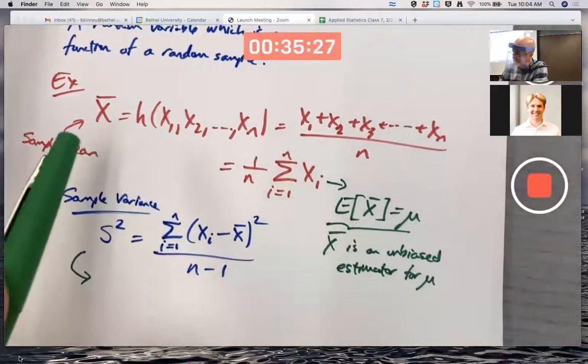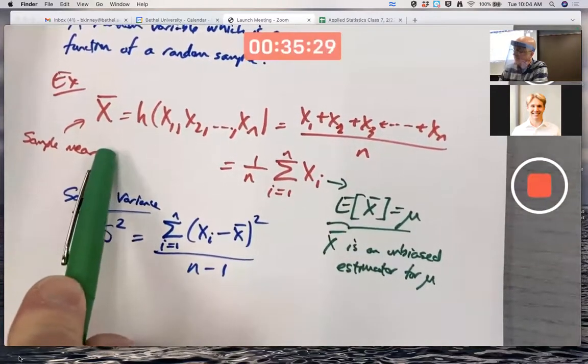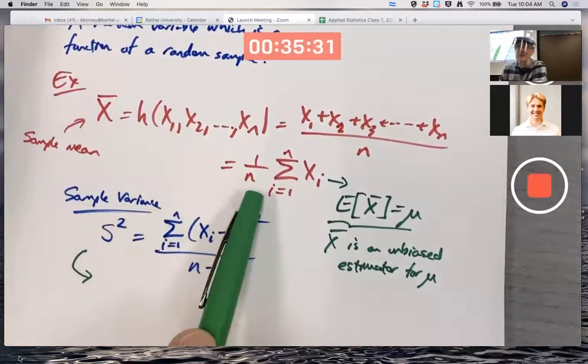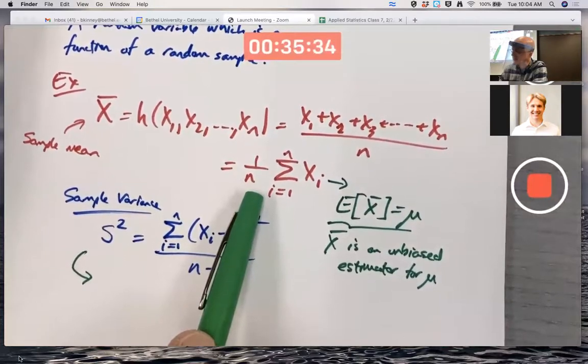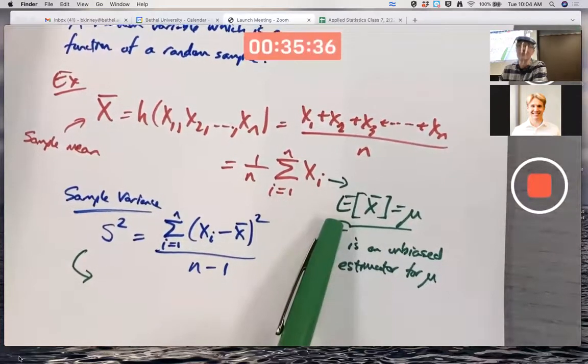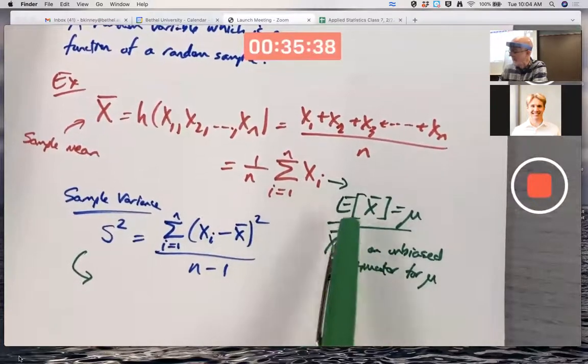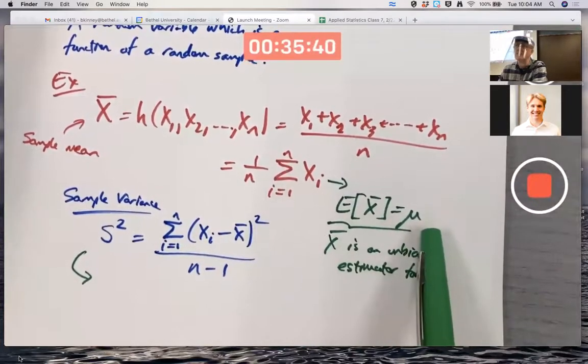X bar is a theoretical sample mean. It's this function of the random sample. It is a random variable. It's got an expected value. That expected value is a number, and it happens to be the same number as the mean of the population.